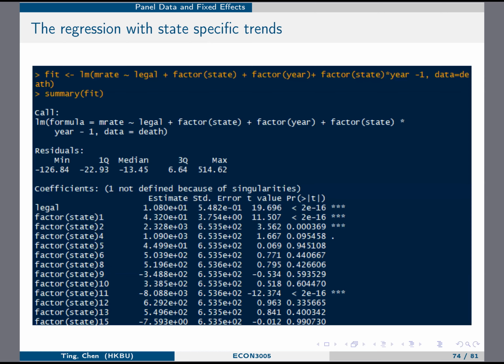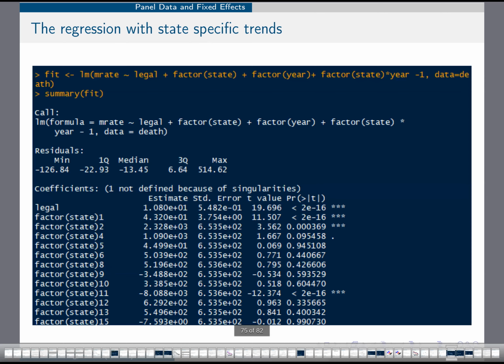So in R, how can we do that? The other part is the same as before in the lm command. So the Y variable is mortality rate, and then wave, reversal legal, and control for the factor, the dummy of state, and also the bunch of dummies of year. And then we add another part. That will be the dummy of state times year.